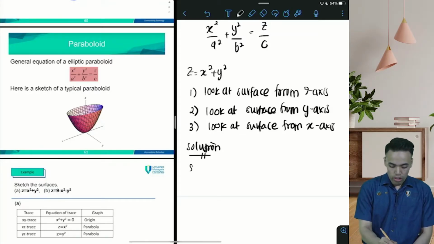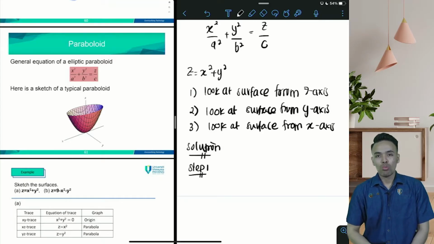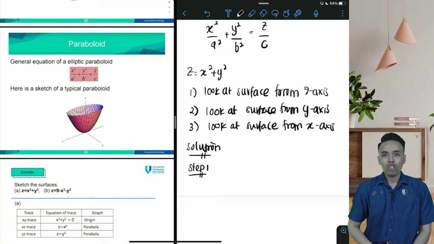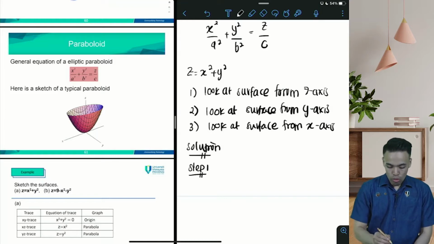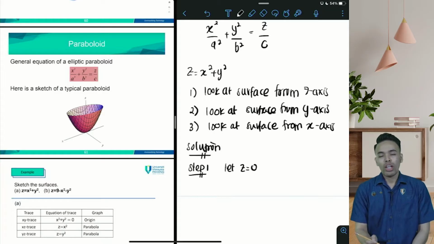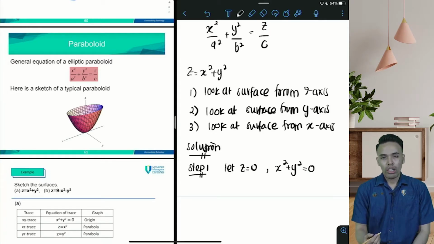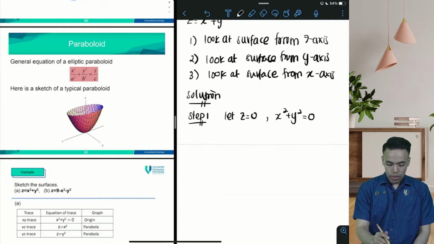Okay, step 1. When you look at your surface from the z direction, as mentioned earlier, it will be mapped onto the xy plane, and on the xy plane z is equal to 0. So let z is equal to 0. When you let z is equal to 0, x squared plus y squared is equal to 0 will give you a point on the xy plane.